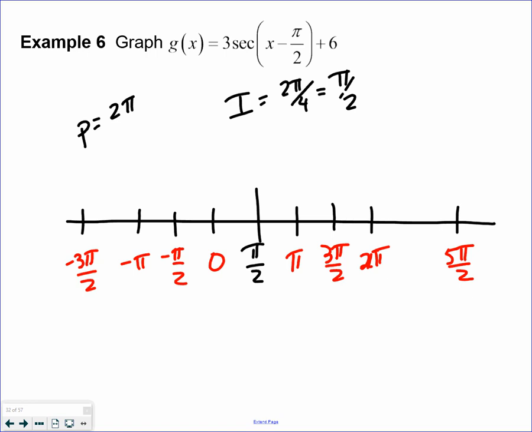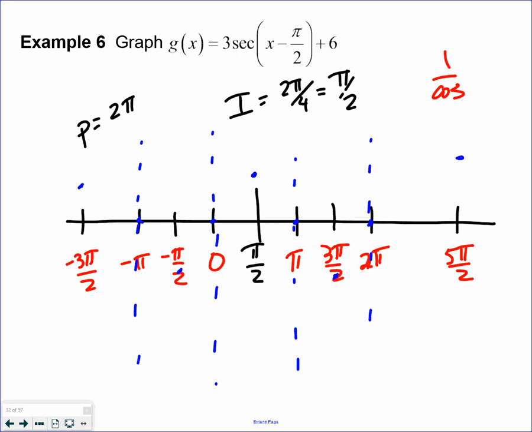It's a secant. Secant is 1 over cosine. So I need to draw in a cosine curve. So cosine curve starts off the midline. And every single time that the cosine curve touches the midline, I'm going to draw in an asymptote.